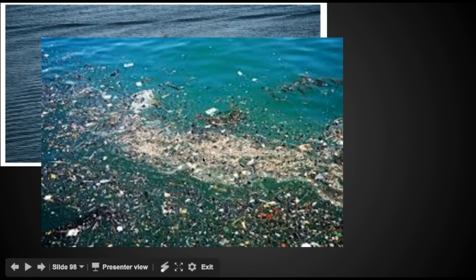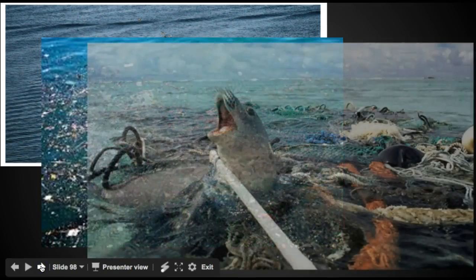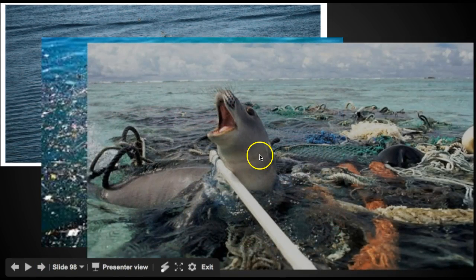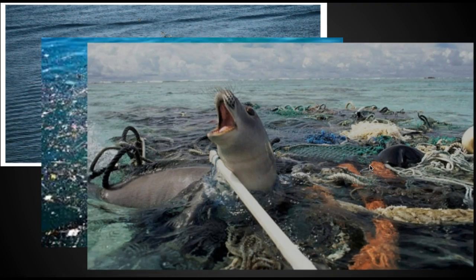But things that don't decompose, like foam and plastic, just float there, and they will float there for thousands of years. You're like, well, what's the big deal? The big deal is it sometimes catches animals. Animals eat it, and if we eat these kinds of animals, we're eating some of those pollutants and trash.